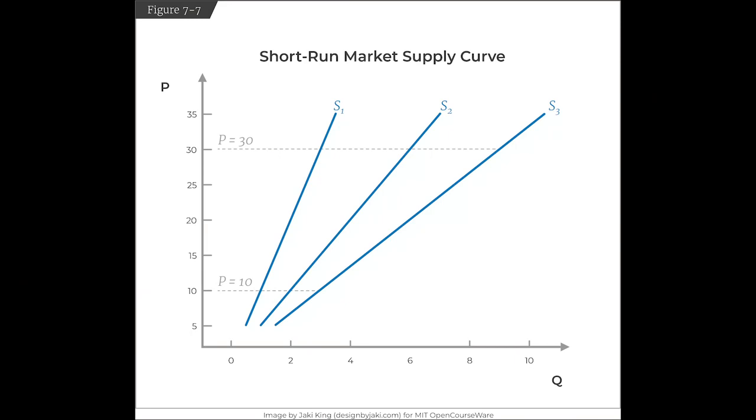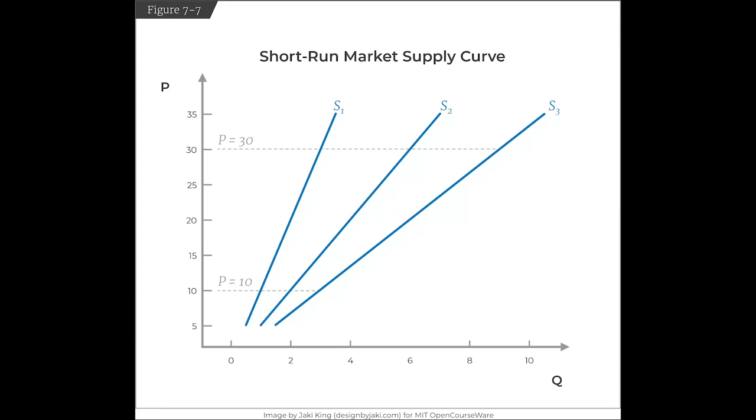For example, if there's one firm in the market, the supply curve is what we just drew. At a price of 10, you get 1. At a price of 30, you get 3. Now let's add a second identical firm. That firm behaves the same way. At a price of 10, it produces 1, and at a price of 30, it produces 3. So the market now suddenly has twice as much. At a price of 10, it has 2. At a price of 30, it has 6.